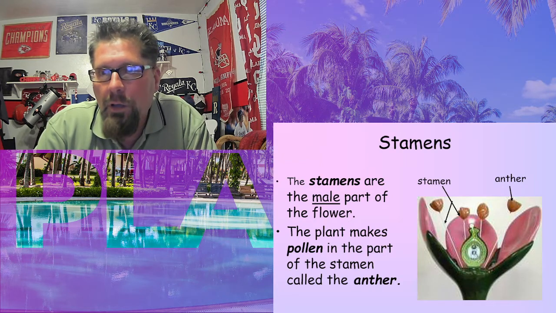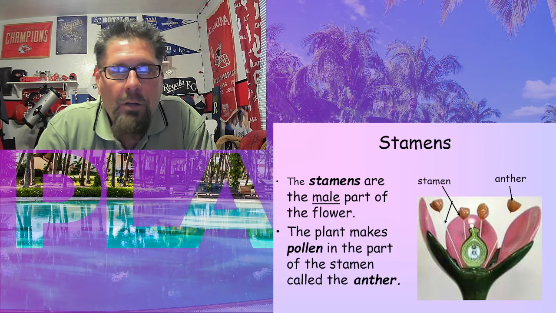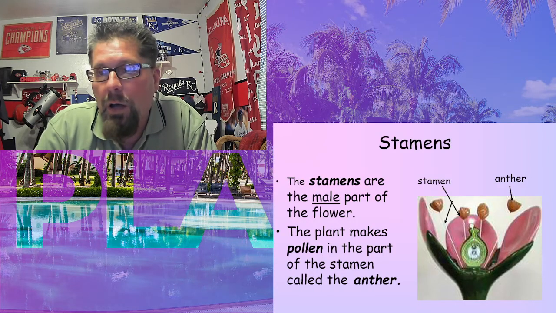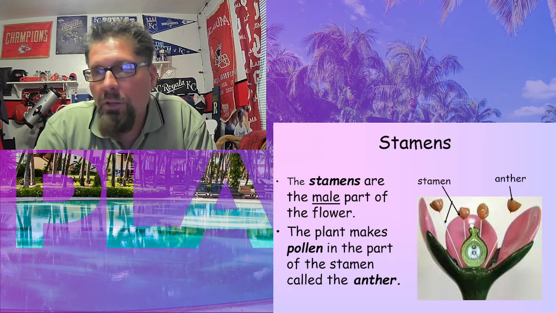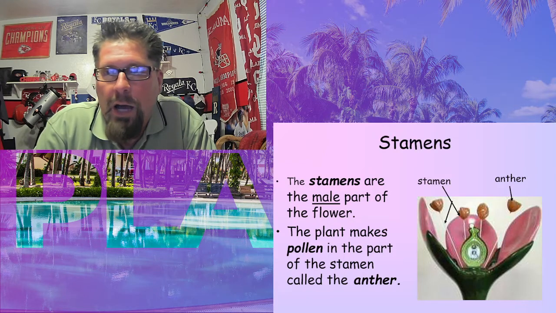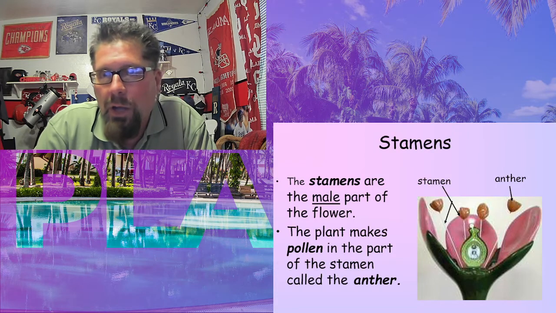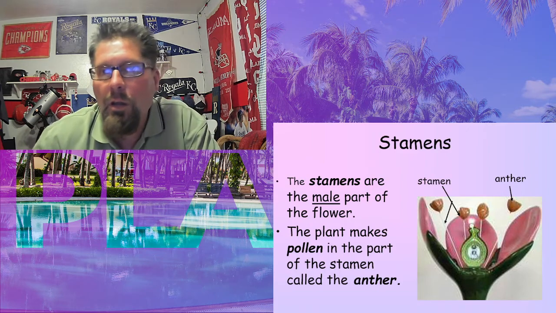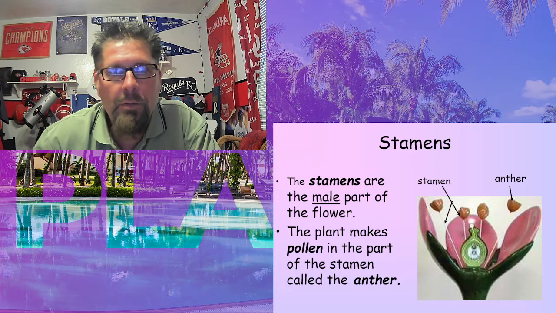the stamen, or you can also see style as well. Not style, I'm sorry, that's the female part. Filament's the word I was looking for. So just remember that arrow is pointing a little high. It should be pointing at the white line. But that's the two male parts. The anther is where the pollen is released, and of course the stamen or the filament is the pathway up there after it's produced.